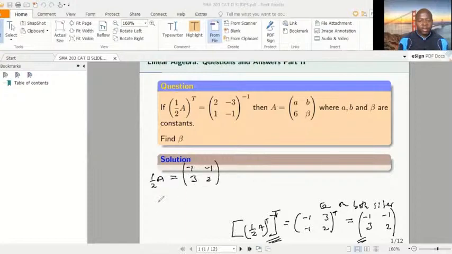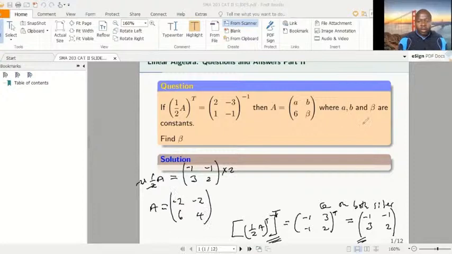So what is A? Now, to get A, multiply both sides by 2. Multiply this side by 2, and this side by 2. Now, when you multiply by 2 on the right hand side, what do you get? You get negative 2, negative 2, 6, 4.